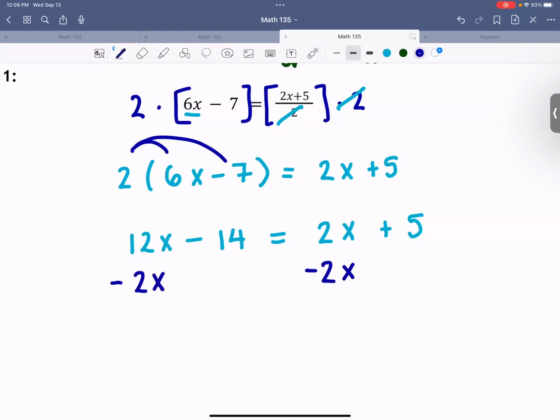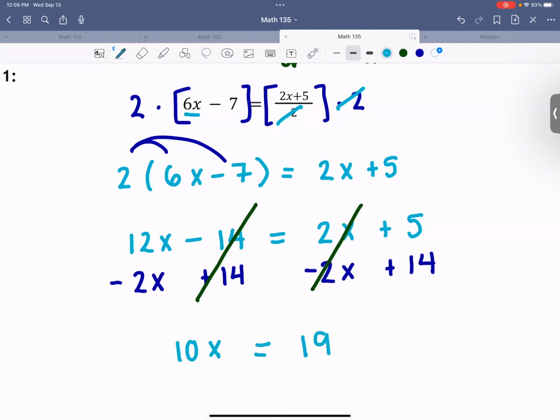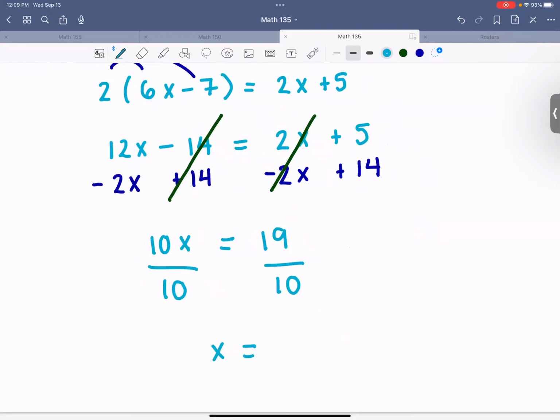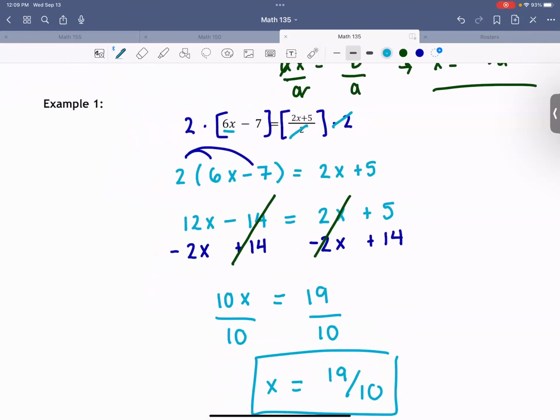Okay, and if I'm subtracting 2x from both sides, why don't we just kill 2 birds with 1 stone and add 14 on both sides to get rid of that minus 14, right? So now, if I cross things off, the 2 x's cancel, the negative 14 cancels out, and I'm left with 10x equals 19, right? Okay. So now I'm here. What should my last step be? Divide by 10, perfect. And once I'm here, I get x equals 19 over 10. And that is my solution.